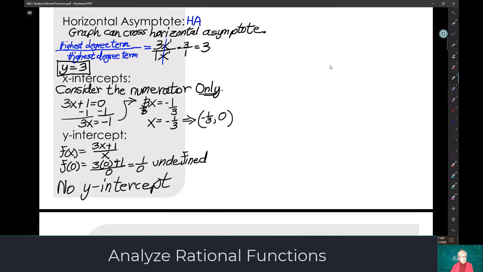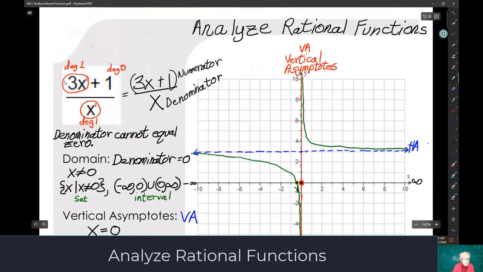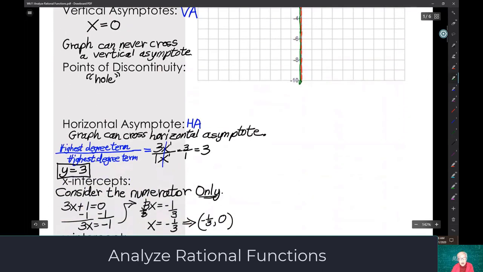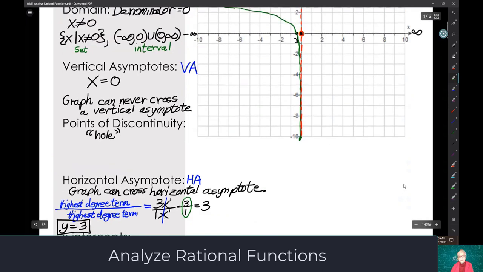The horizontal asymptote: what you do is you look at the highest degree term on the top and the highest degree term on the bottom, and you make yourself a little fraction with the top highest degree term over the bottom highest degree term. Notice that when the x's have the same power, they cancel out, leaving you with what's called in the book the ratio of leading coefficients, which here just gives you a 3. So y equals 3 is the horizontal asymptote.